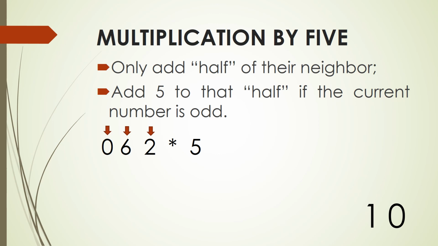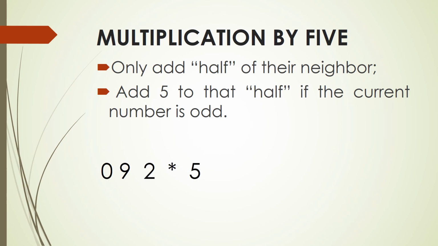The neighbor that we have here is 6. Half of 6 is 3, so we write the number 3. And now we have the answer for this problem. Let's do one more time. Again, for the number 2, we don't have any kind of neighbor, so we are just going to write the number 0.